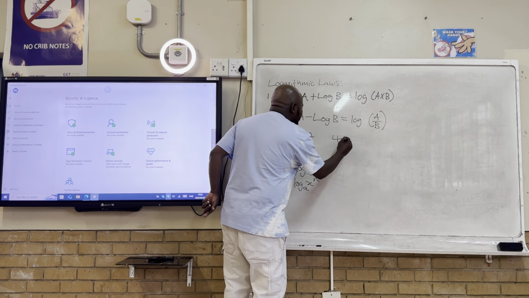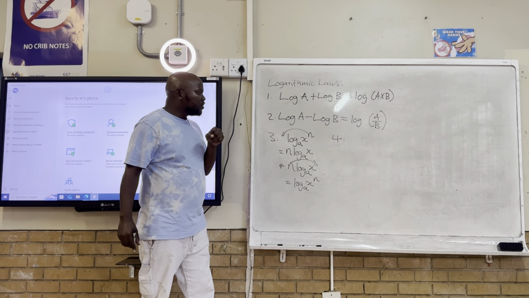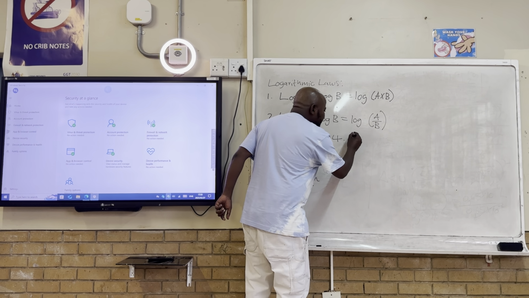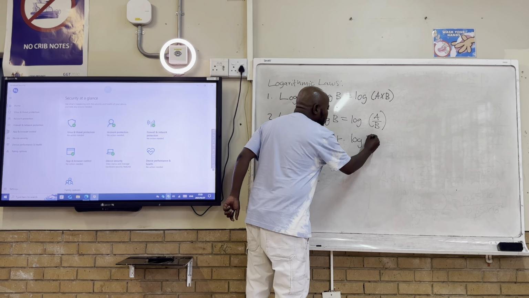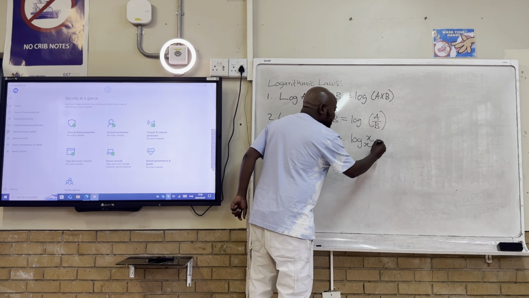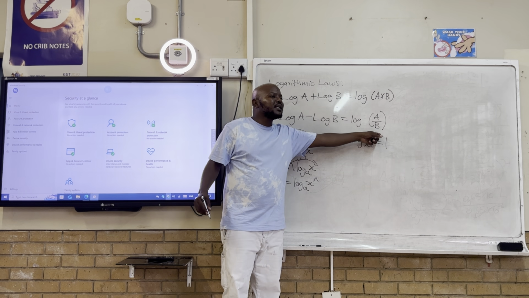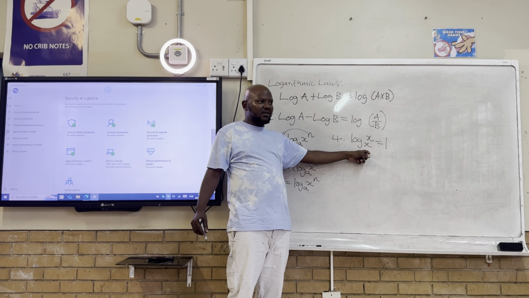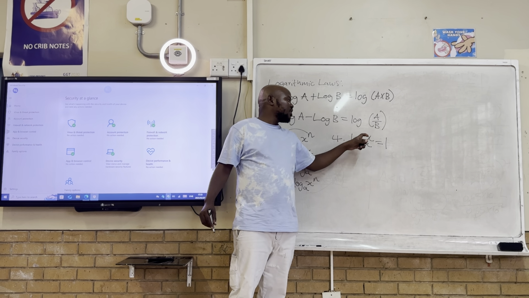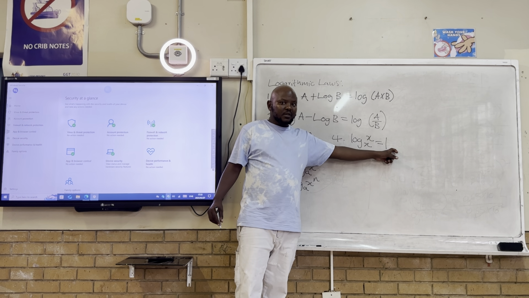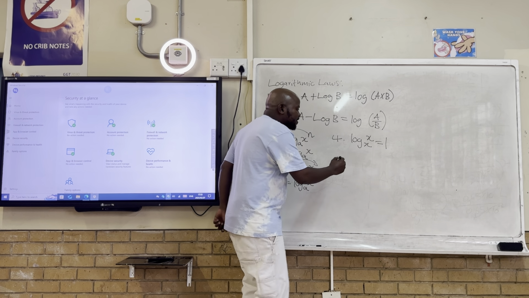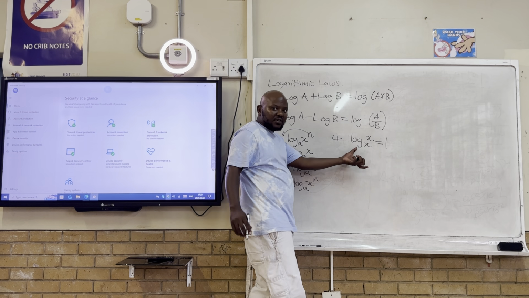Now we're going straight to rule number 4. When we are given log of x base x, this is the same as 1, because the amount is the same as the base. The logarithm will be equal to 1. Are we together? Now when we have something of this nature, I'll just add on this one.